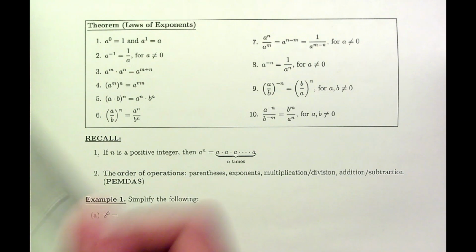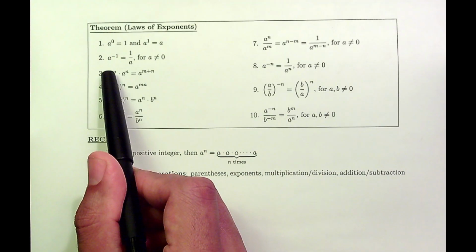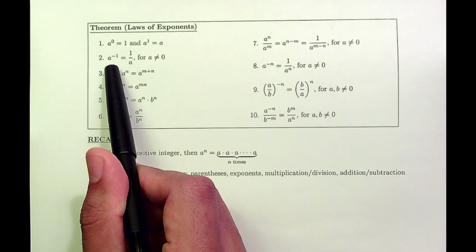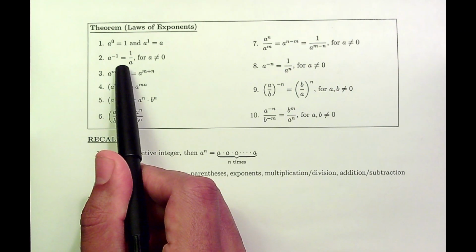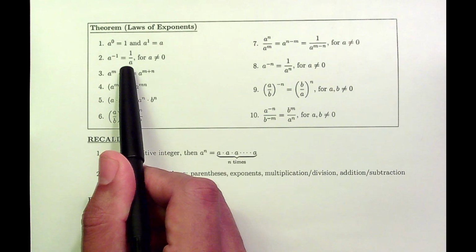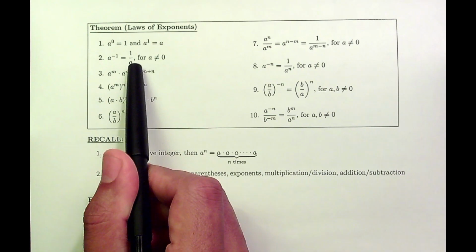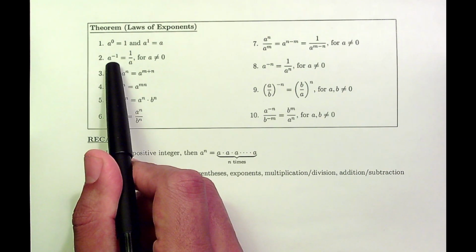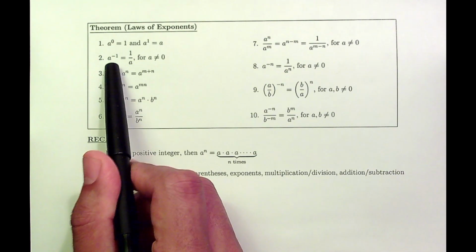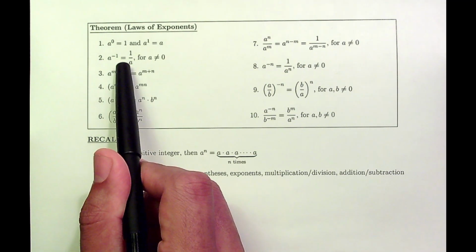Second property, having an exponent of -1 means you flip. So a to the -1 means 1 over a. And of course, a cannot be 0 because you cannot have 0 on the bottom. So if a is 0, it is not defined. It doesn't make any sense. But a to the -1 is 1 over a, it's a reciprocal.